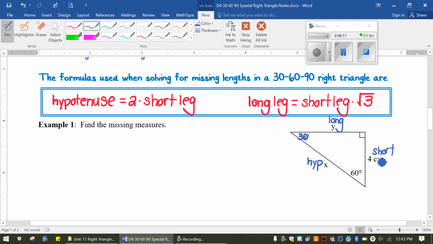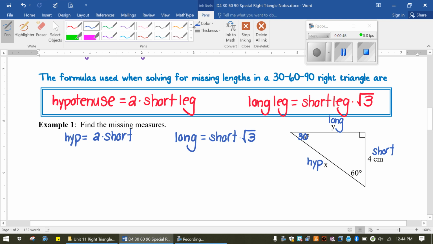And in both of my formulas, I use the short leg to find the long leg, and I use the short leg to find the hypotenuse. So we're going to write these formulas every time we work with the 30, 60, 90 right triangle in order to be able to substitute in information into the right place. So you can see that I'm abbreviating just a little bit here. Hypotenuse equals 2 times short, and long is short times square root of 3.